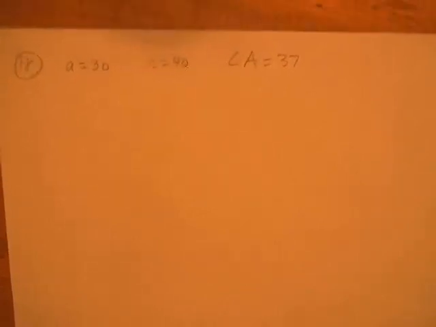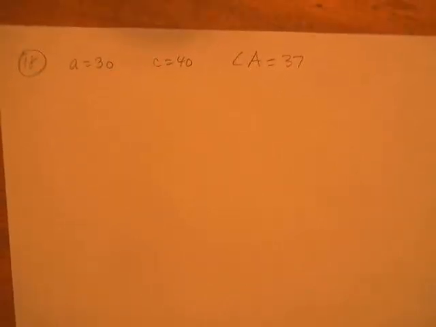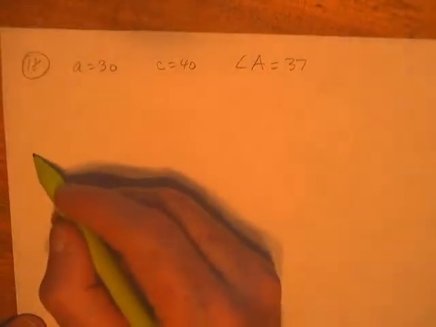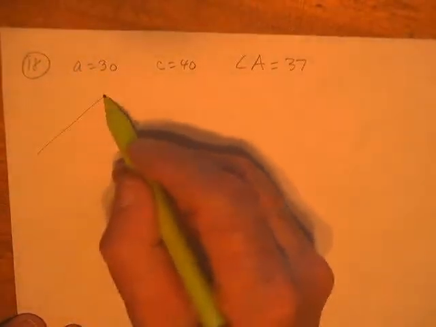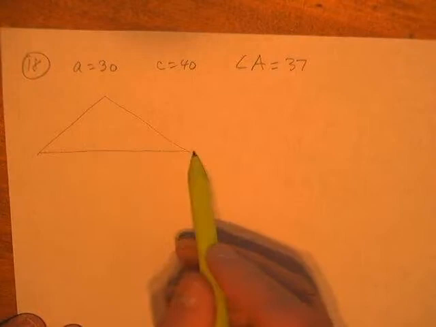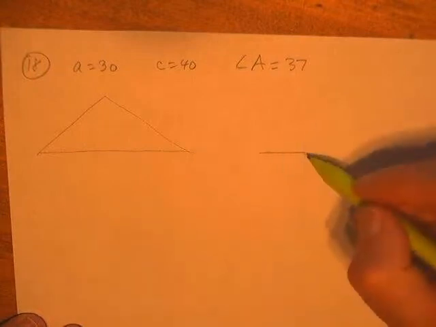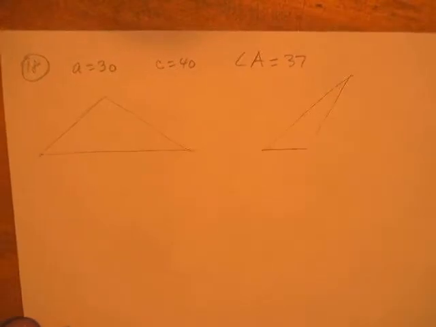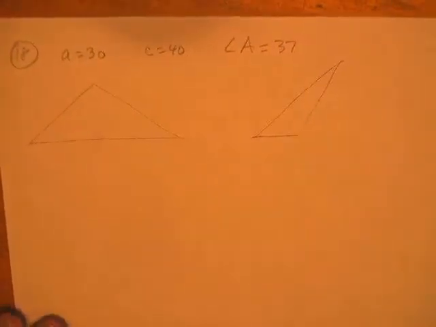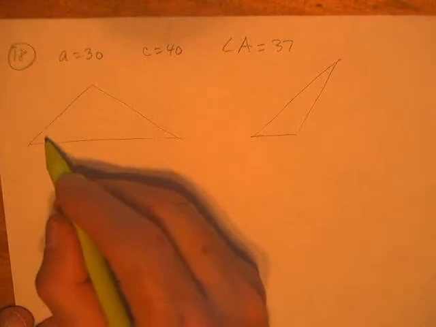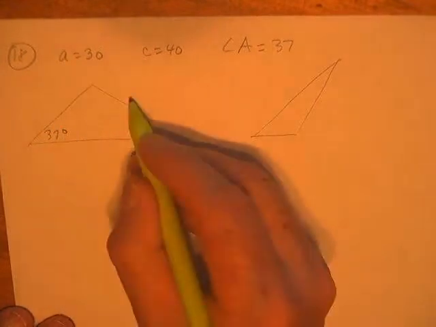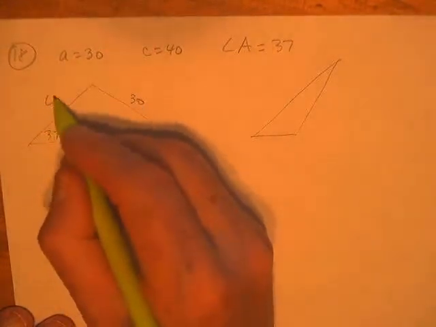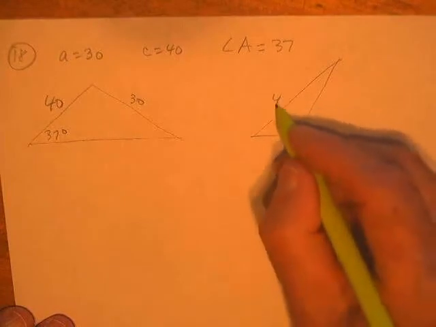Welcome back. Here we go on number 18. And the same thing here, I'm going to want to draw two triangles, because we may have to solve both of these. It's possible. We always want to put angle A here, little a there, and whatever other number they give you here.